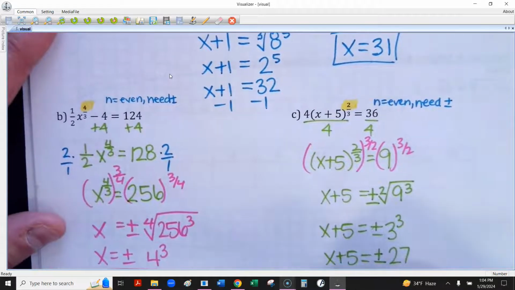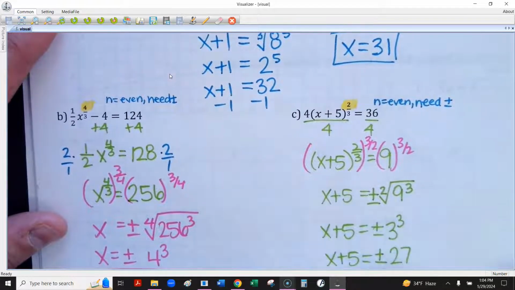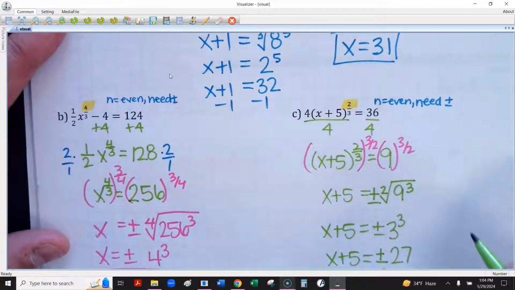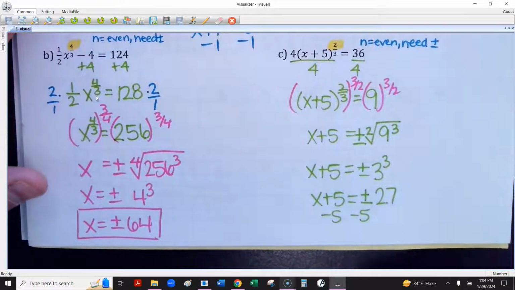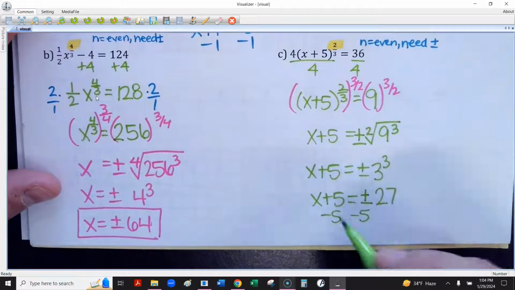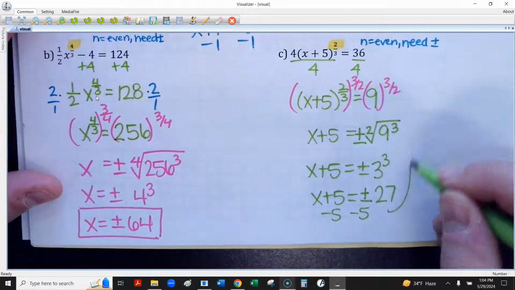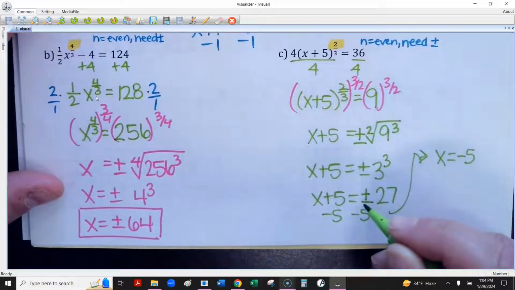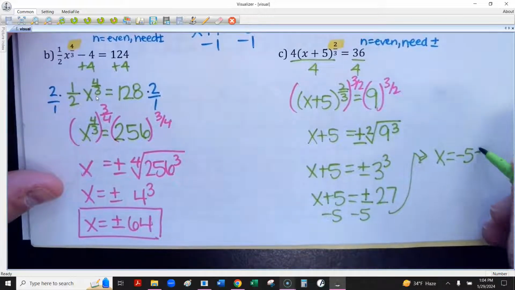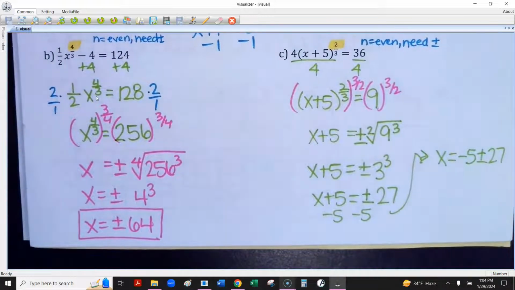So I'm going to subtract 5 from both sides. Sorry guys, I'm not on the screen, I'm going to run out of space here. Okay, so I'm going to subtract that 5. So I'm just going to come up here. All right, so I'm going to write negative 5 right after the equal side, plus or minus 27. So these are going to get me my 2 answers.